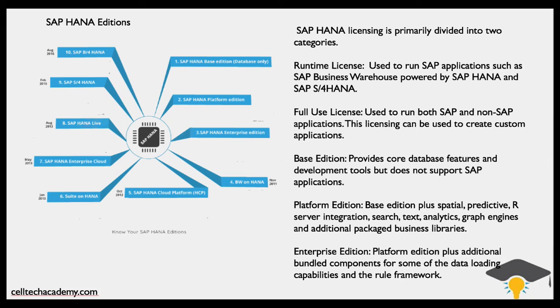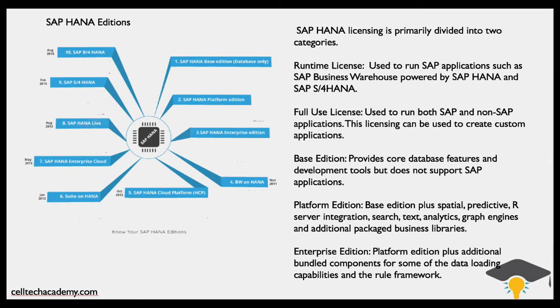And BW on HANA, which is like a runtime license, and SAP HANA Cloud Platform, which I already explained, like SuccessFactors is one of them. They have Ariba, Hybris, and similar types of applications SAP has hosted, which can be integrated with your on-premise application too. And Suite on HANA is nothing but your ECC on HANA, and HANA Enterprise Cloud is the same thing, where the whole ECC resides on the cloud.